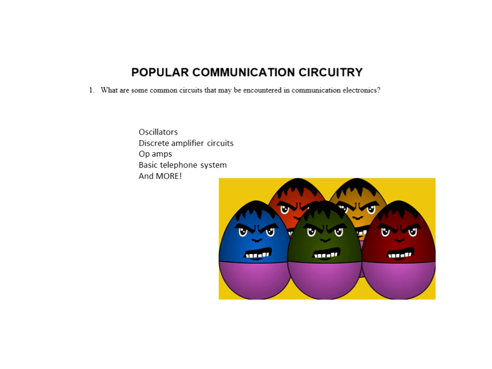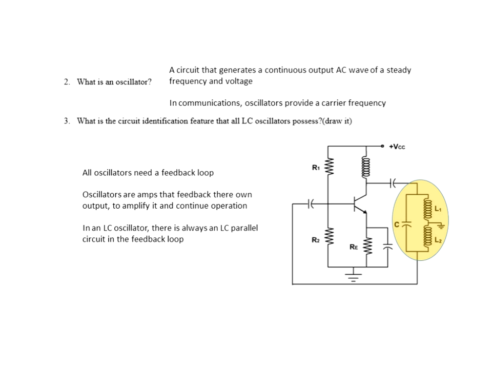All right, you ready to talk about some communication circuitry? Communication circuitry that you should be familiar with are oscillators, discrete amplifier circuits we've talked about in the past, common collector, common emitter. And we'll talk about some op-amps here. There are circuits that are common in the basic landline telephone system and more. Let's talk about these.